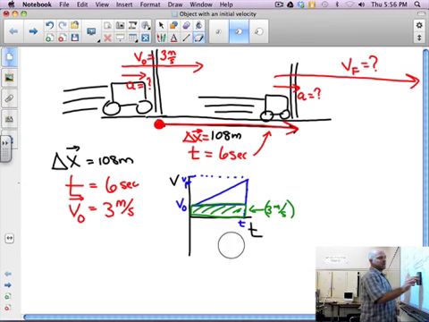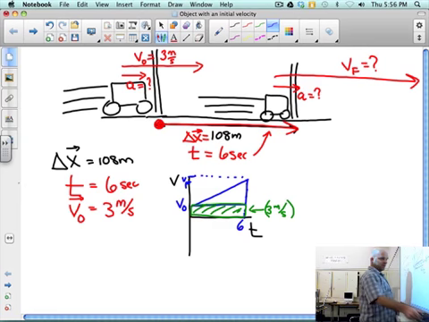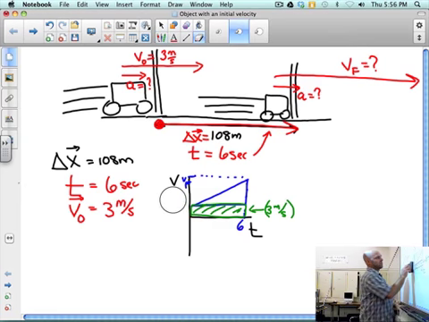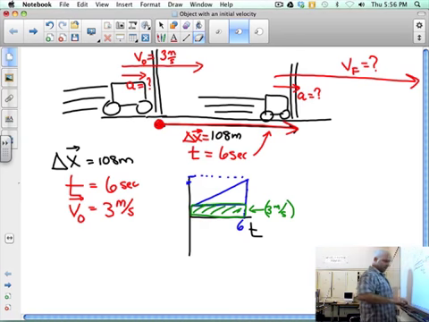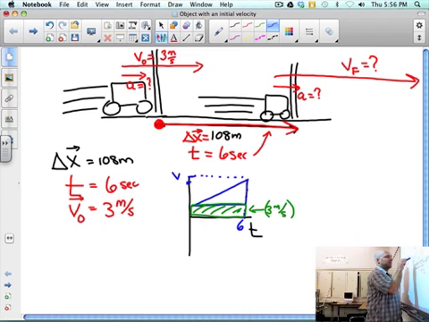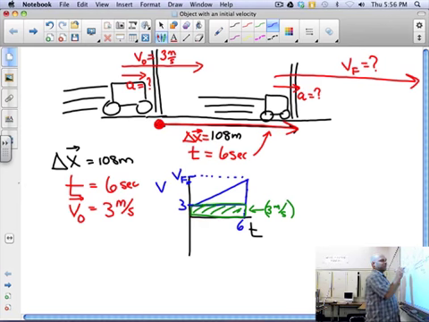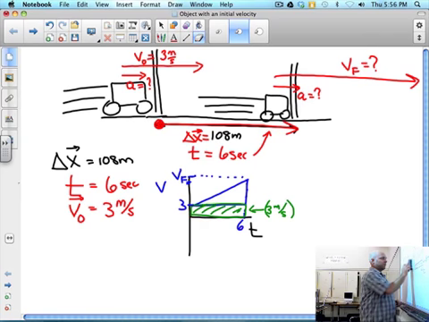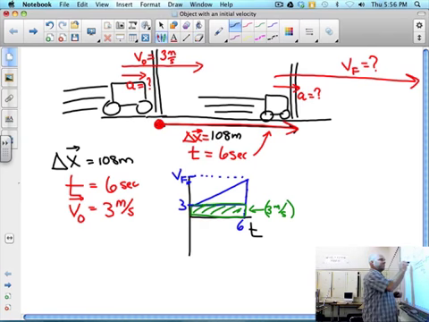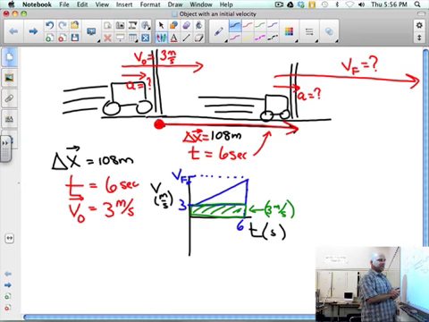So I might as well label that on my graph right now. That time there is 6 seconds. Okay. My initial velocity I also know. Let me just clean this up a little bit. This is my final velocity at 6 seconds, which I do not know. My initial velocity looks like it was 3 meters per second, and this is a velocity time graph. And velocity would be measured in meters per second, right? So this would be v, meters per second, t, seconds, all right?